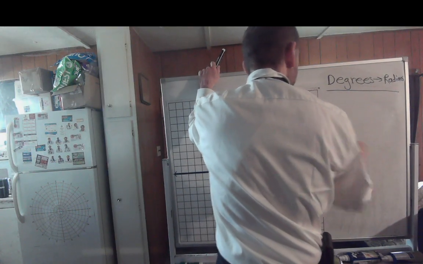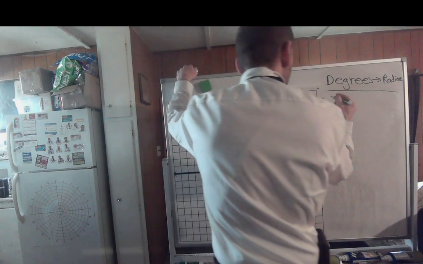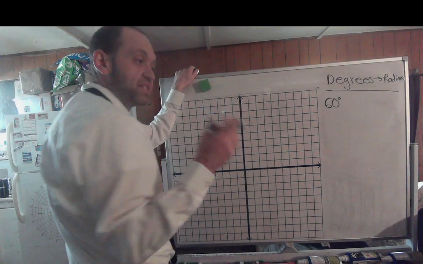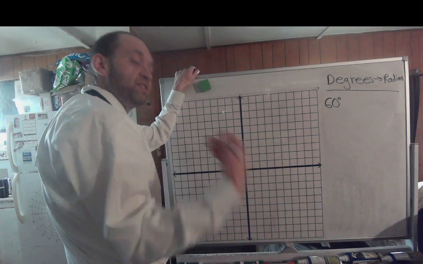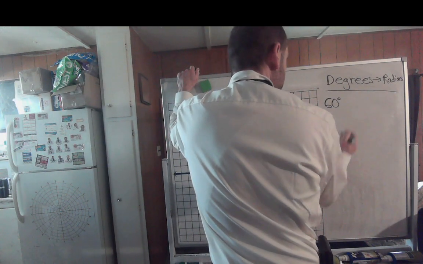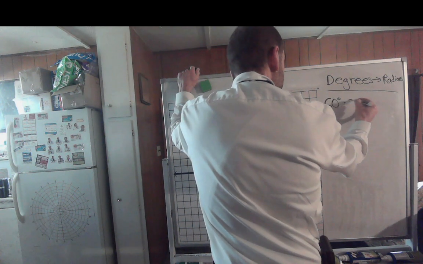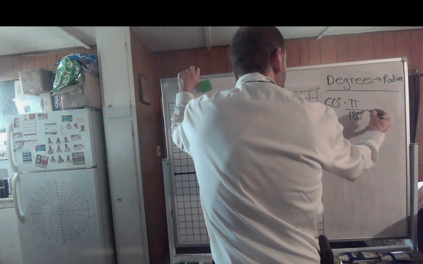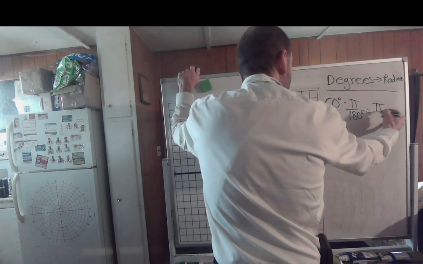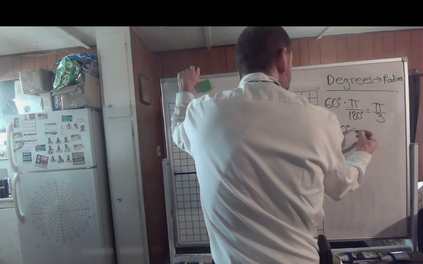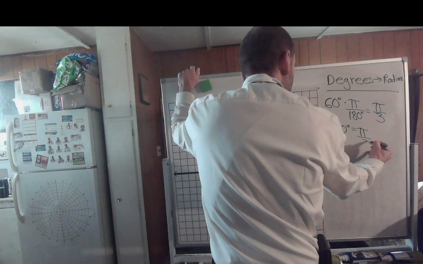Let's do a 60 degree. So notice we're trying to stick with the common angles, your 30s, 60s, and 45s. So we'll do the 90s and 180s in a second. So 60 degrees, that's the same as 60 times pi over 180 degrees, which would just give you pi over 3. So 60 degrees is equal to pi over 3 radians.